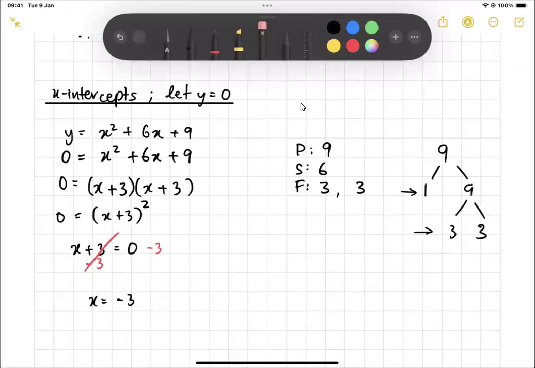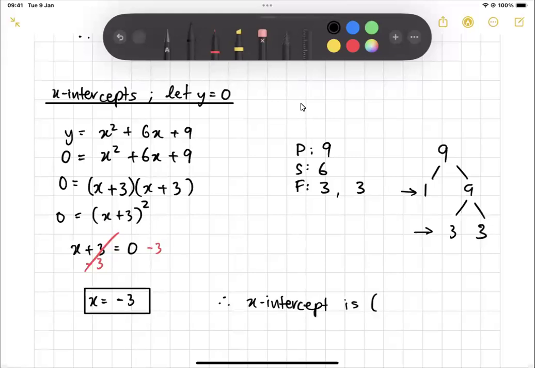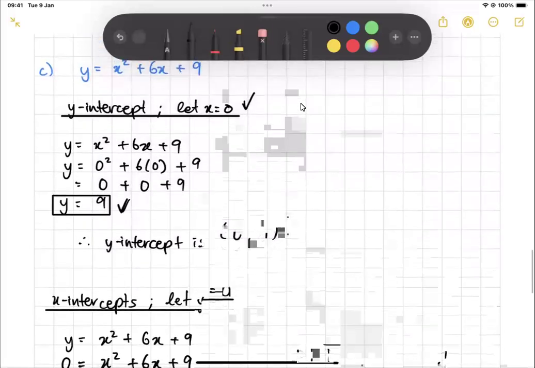So here, I only have one x-intercept. And I've spoken about this before: a parabola can either have 2 x-intercepts, 1, or none. In this case, this is a good scenario of it having only 1. So my x-intercept coordinate is going to be negative 3, comma 0. Once I've done that, I'm going to sketch it now.